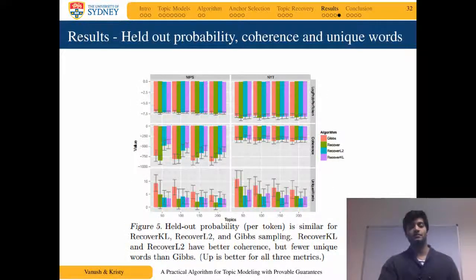This chart shows the metrics for real documents, that is, when the true parameters are unknown. The held-out probability is worst for the recover algorithm, while Gibbs sampling produces the best. However, it has worse performance for coherence and better performance in the number of unique words per topic.